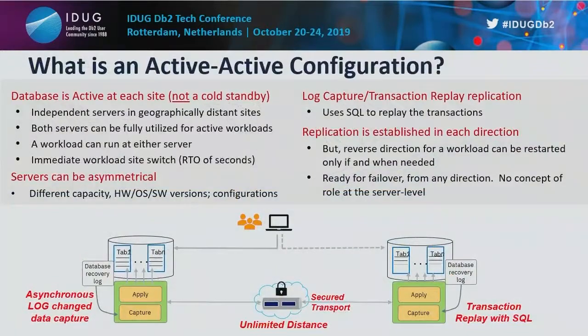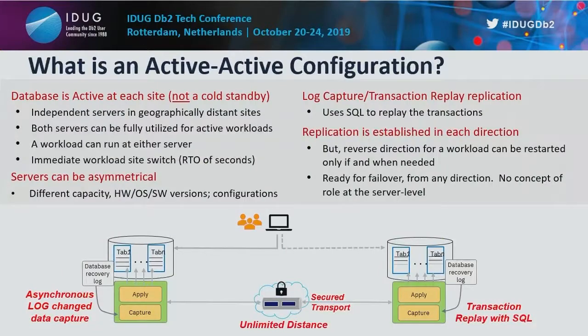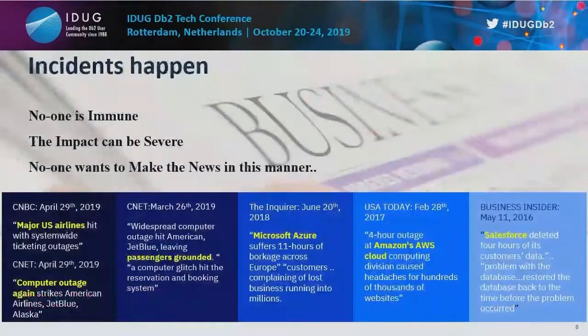Oh, I'm missing a chart. Whoops. Oh well, the chart I'm missing is what I just said. It's not only disaster, but all types of outages, including maintenance and upgrades. You upgrade DB2. A lot of people will take an outage when they do that, even though you can do it without outage in some cases.